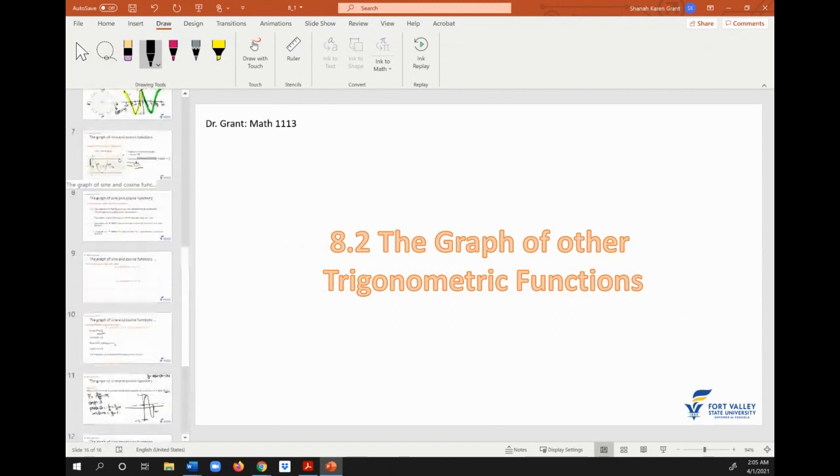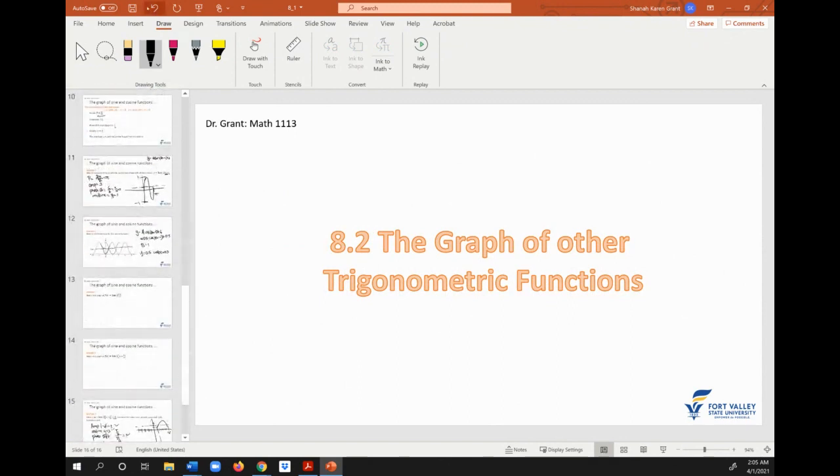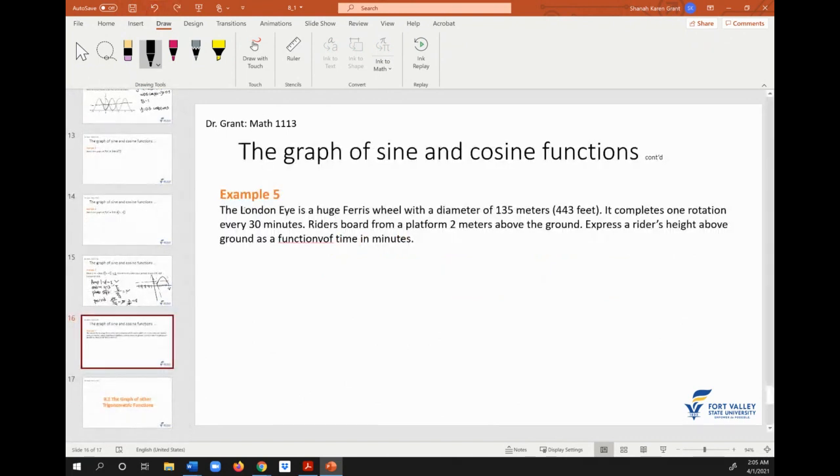Oh, well, that ends, or I guess I could just do that example then. All right, it says the London Eye is a huge Ferris wheel with a diameter of 135 meters. So it completes 1 rotation every 30 minutes. Riders board from a platform 2 meters above the ground. Express the rider's height above ground as a function of time in minutes.